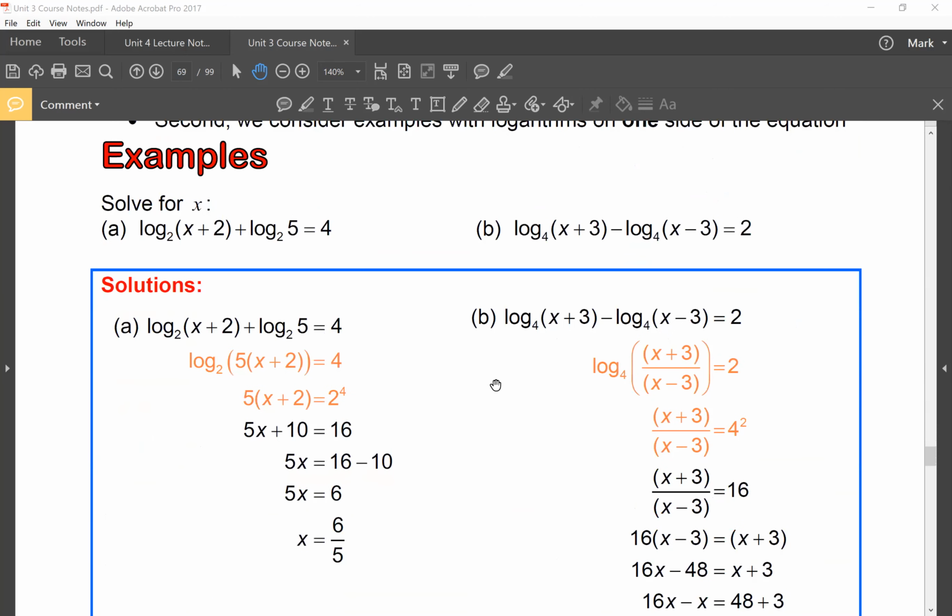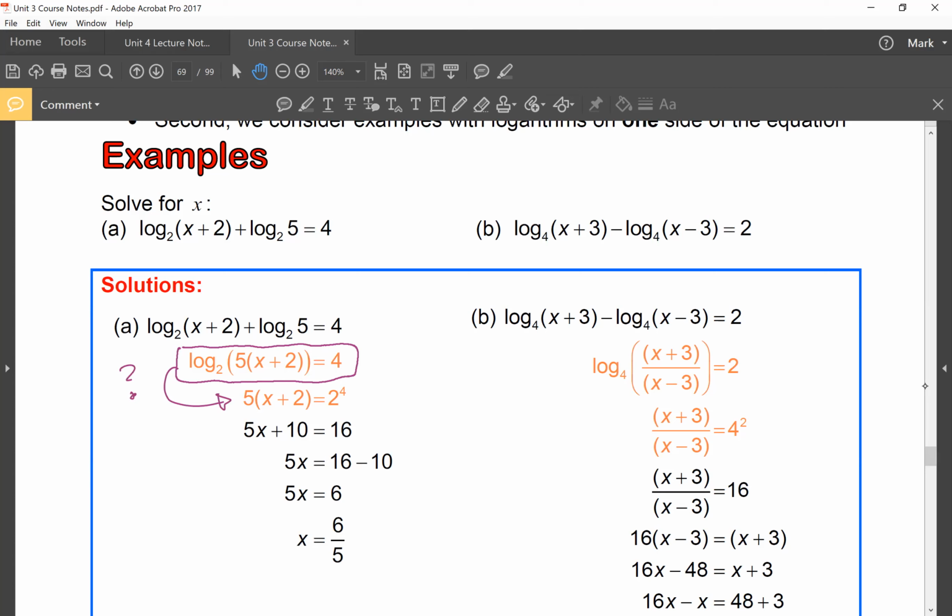So log base 2 of (x plus 2) plus log base 2 of 5 equals 4. Okay, so step number 1, very easy. Combine your logarithms to be one term. So 5 times (x plus 2). Now, the question you guys might be having is, how did we get from this step to this step?